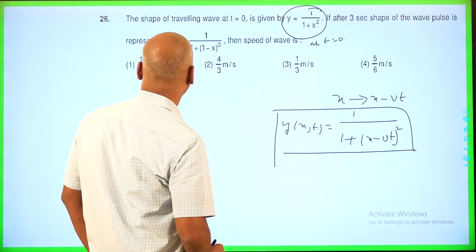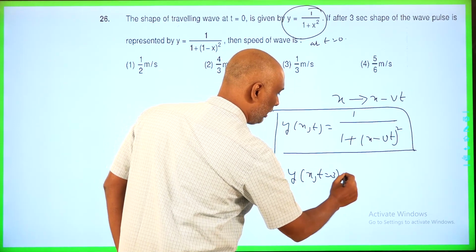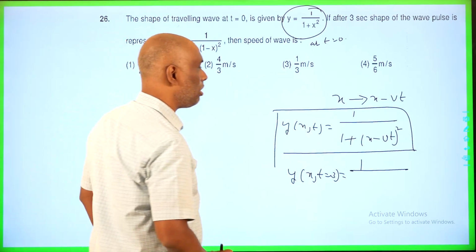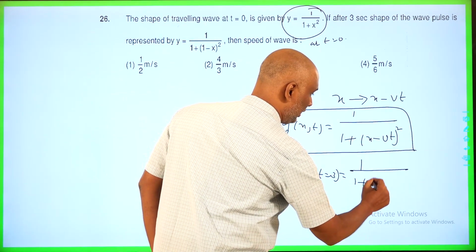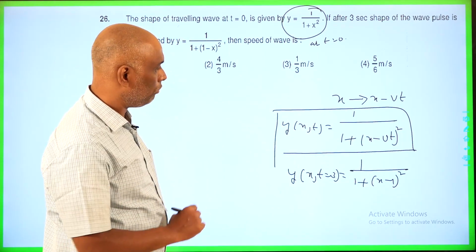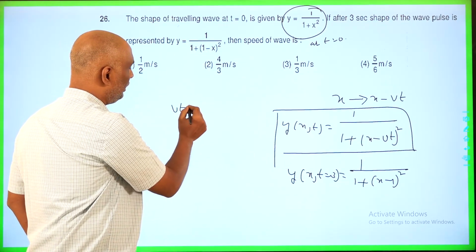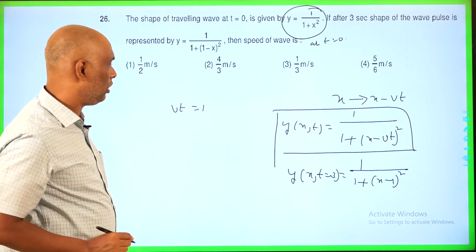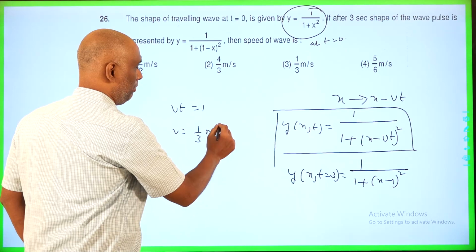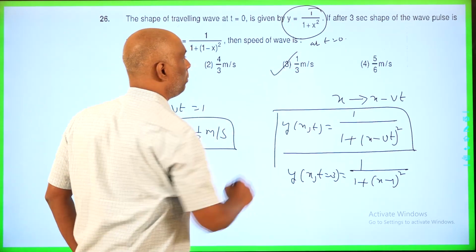According to the question, the value of y at t equal to 3 seconds is 1 divided by 1 plus (x minus 1) whole square. So on comparison we get vt equals 1. As t equals 3 seconds, v becomes 1 divided by 3 meter per second. Option 3.